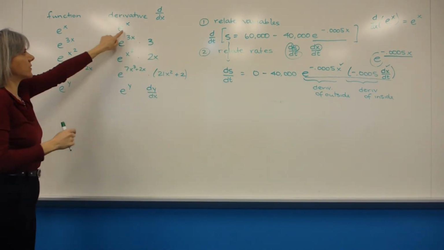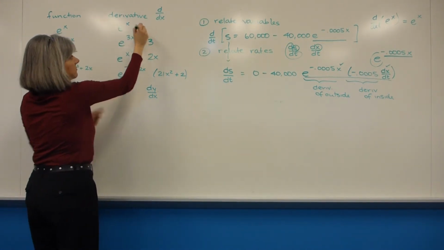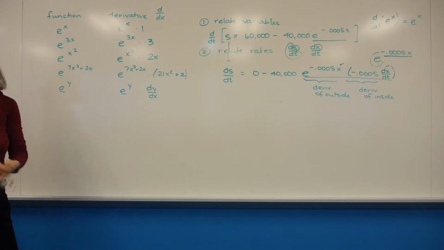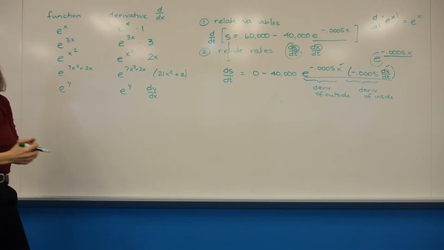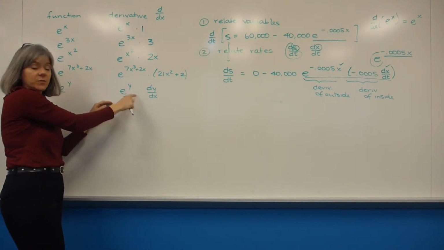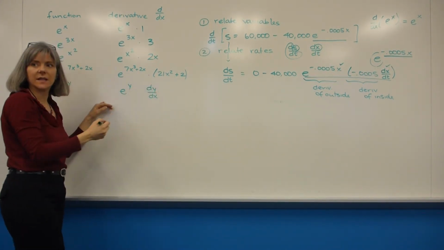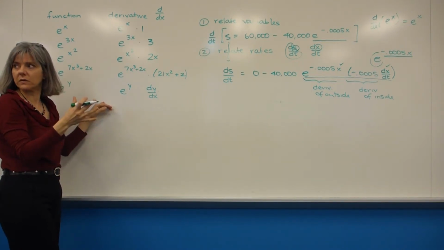What's the derivative of this inside? So really, the pattern is exactly the same all the way down. It's e to the something times the derivative of its inside. And if it's a different variable, that's the derivative of y with respect to x. That's actually how we read that. That's our math way of writing all those words.